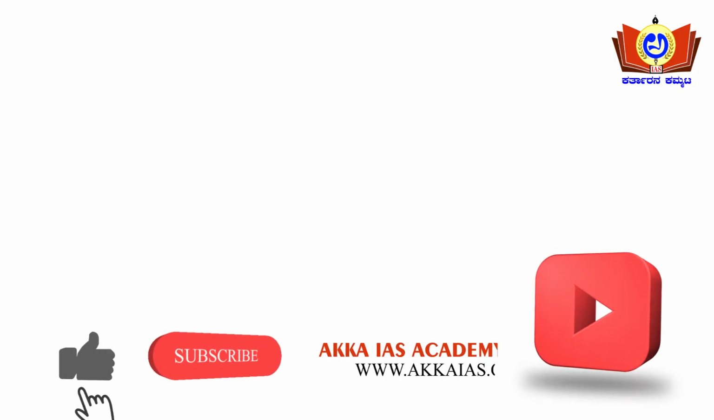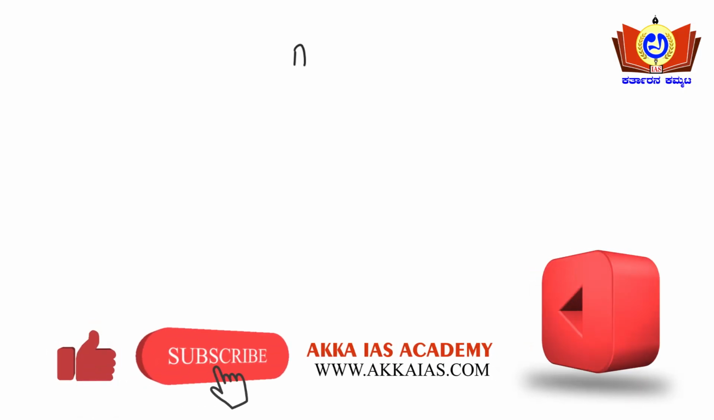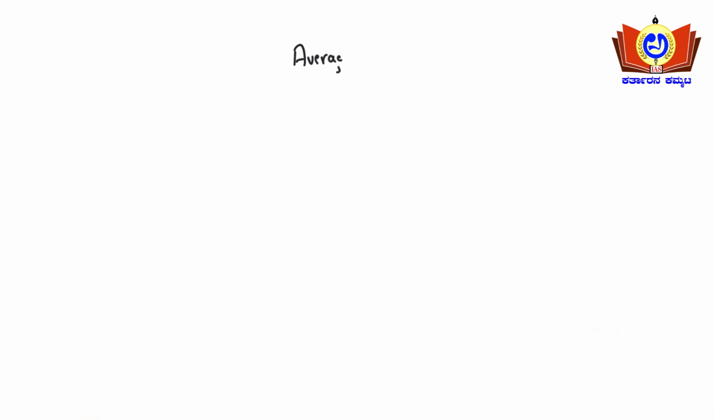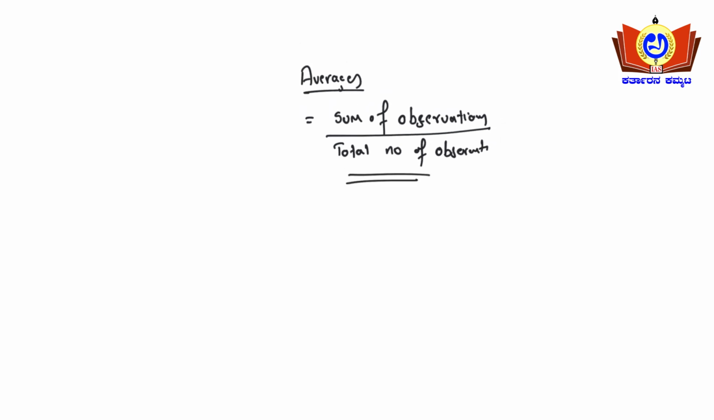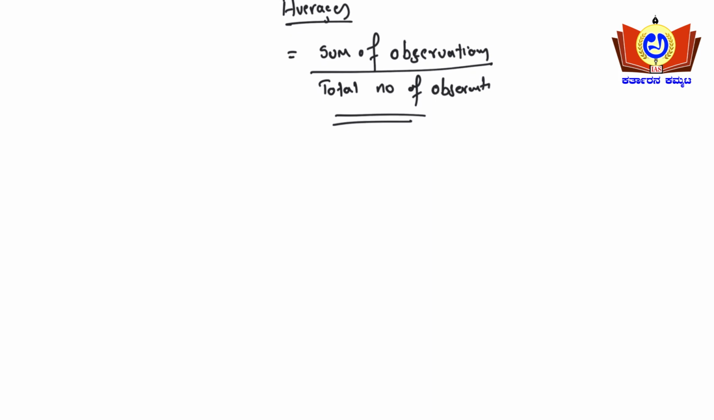So friends, what do you mean by averages? According to the formula, average is nothing but the sum of observations upon the total number of observations. This is the standard definition for averages. So what do you understand by this?